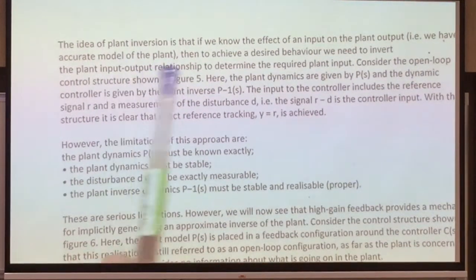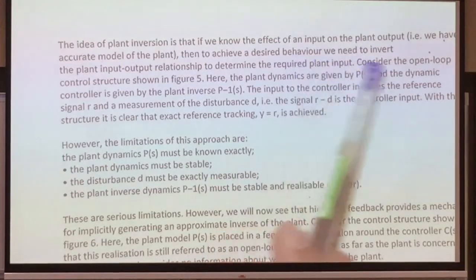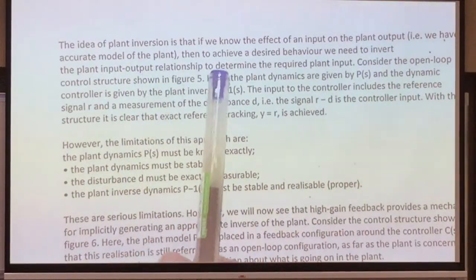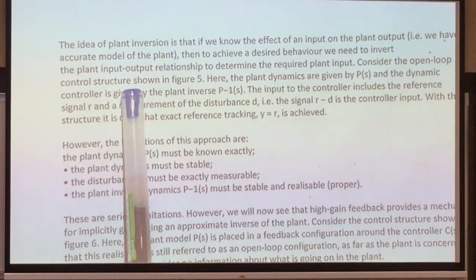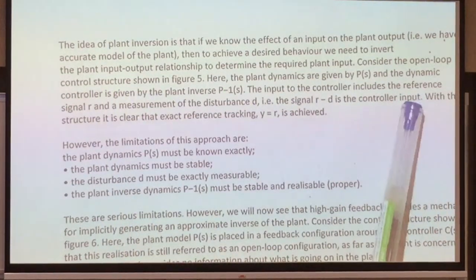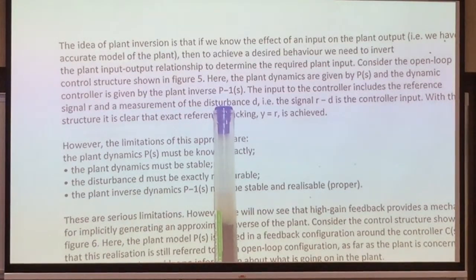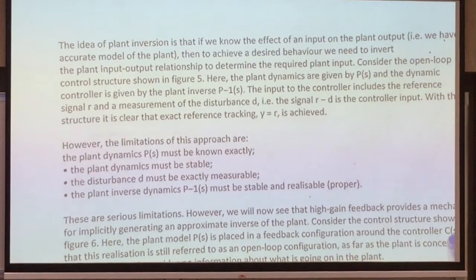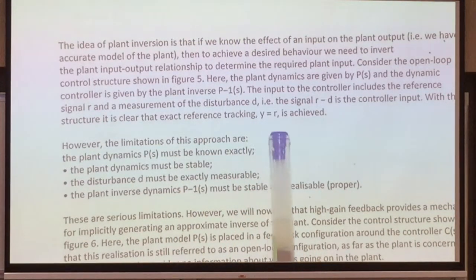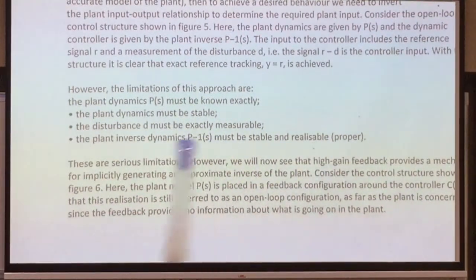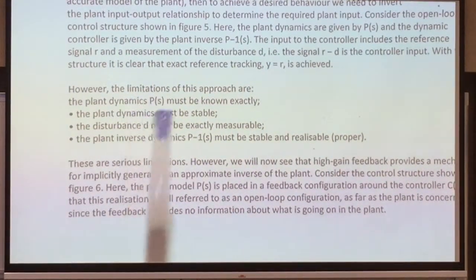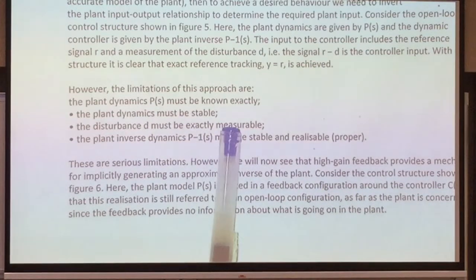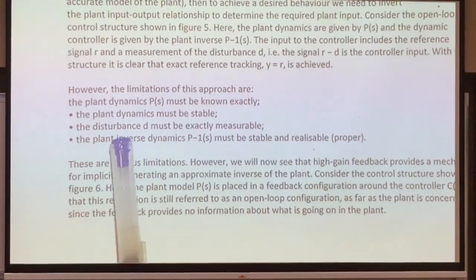Okay, so the idea of plant inversion is if you know the effect of the input and the output, you have an accurate model of the plant, you can invert the relationship, such that you have a controller which is P inverse. P inverse times P is equal to 1, and then Y is exactly equal to R. Alright, but there are limitations, which means that you must know P exactly before you can set that C is P inverse. Okay, P must be stable, and if you have disturbance, it must be measurable.